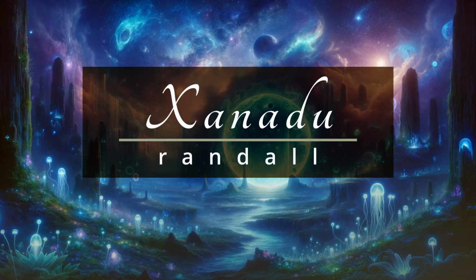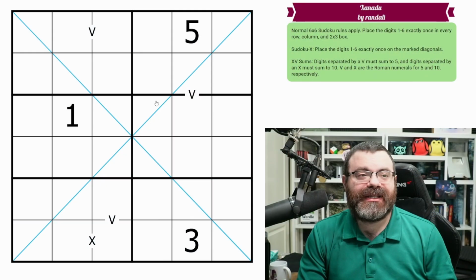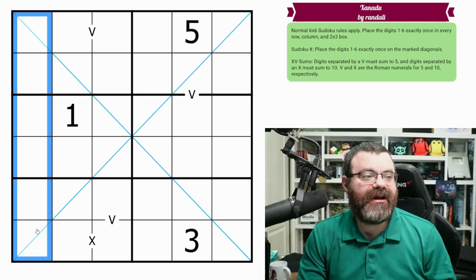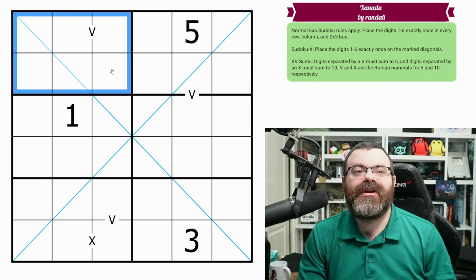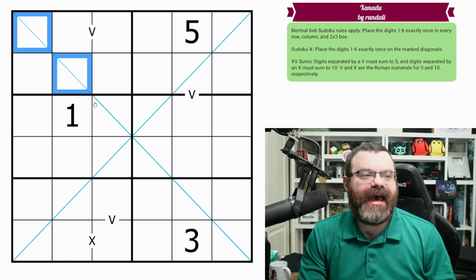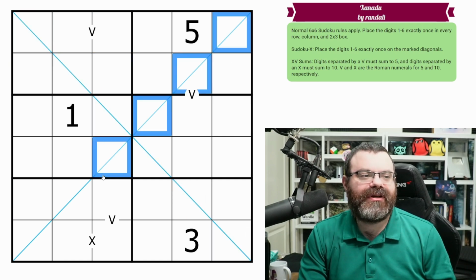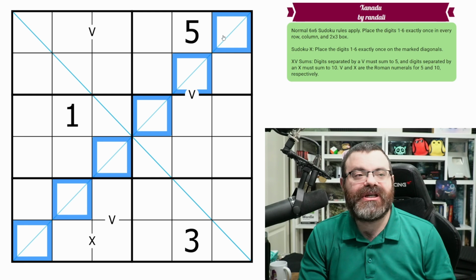Hello, let's continue our Sudoku adventure with Xanadu by Randall. So we have normal 6x6 Sudoku rules, so in each row, each column, and each 2x3 box, we are placing the digits 1 to 6 exactly once each. We also have Sudoku X, so these main diagonals here, notice that these diagonal blue lines do touch 6 cells.